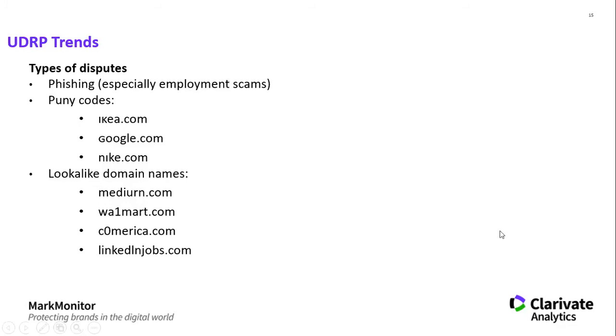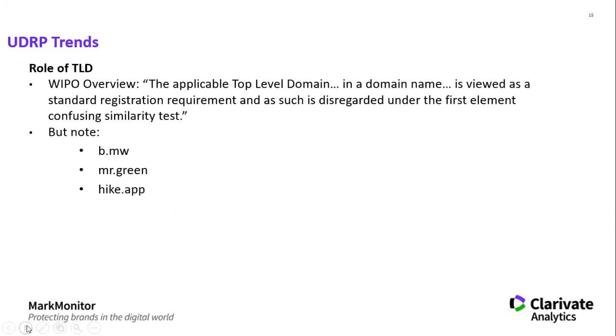And again, all of these are real-life cases. They resulted in UDRP decisions transferring the domain names to the trademark owners. On the next slide, one more trend just to mention, and this relates to the role of the TLD, or the top-level domain name itself.